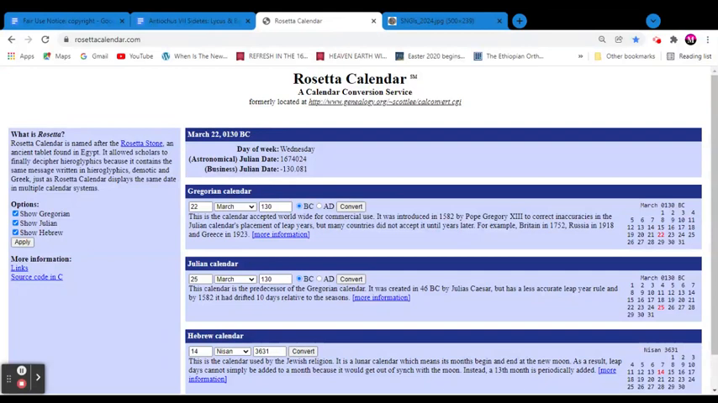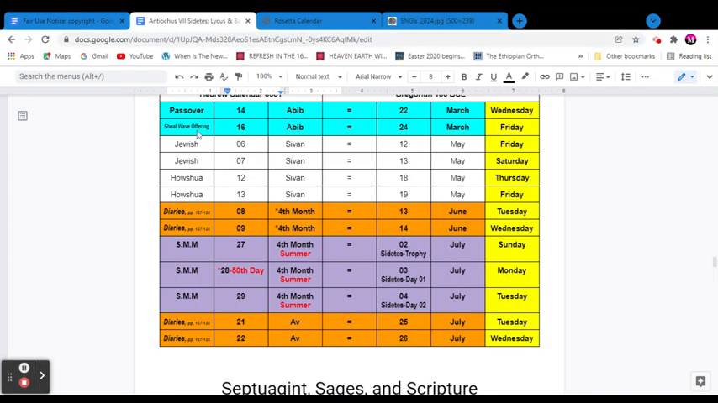Okay, so for those who want to count 50, you will start counting 50 on Saturday, which is March the 25th. And I have done that already myself. And it will line up to them having Pentecost on Sivan 7. That's how the Jewish does it. Okay. So that's a very important date to have on this chart.